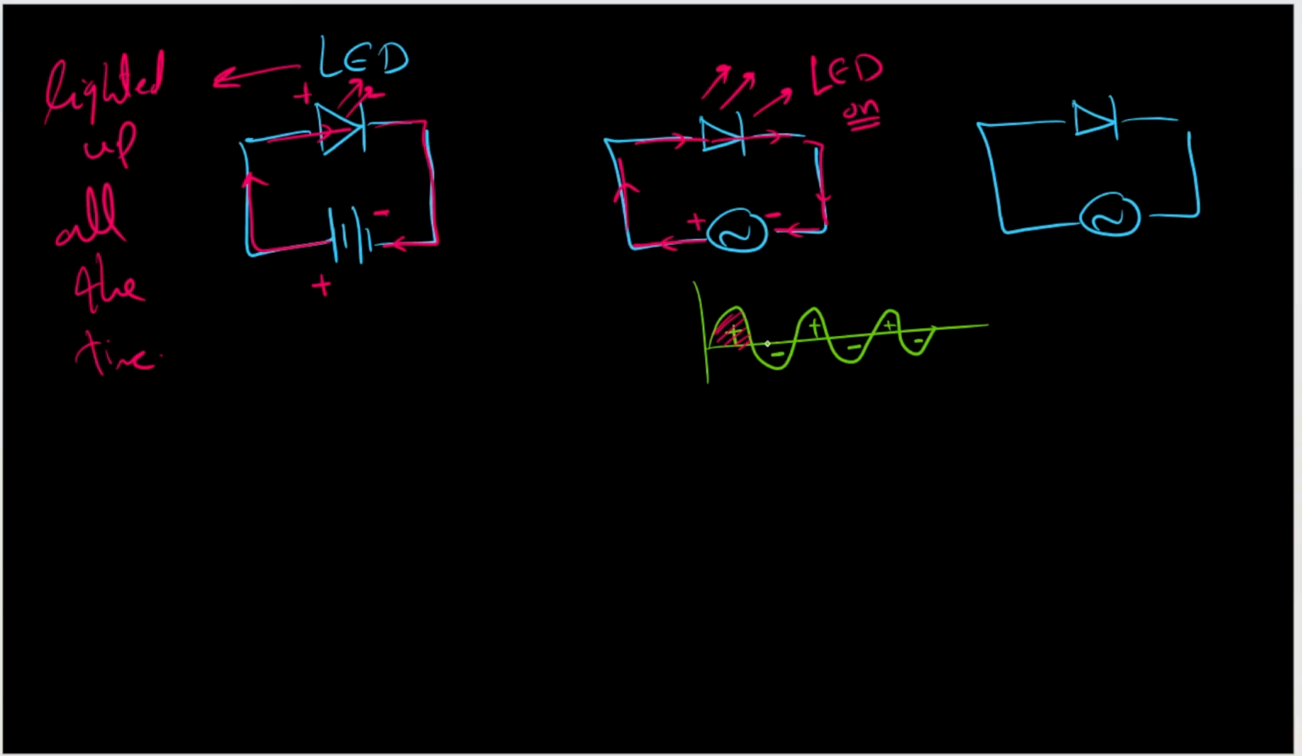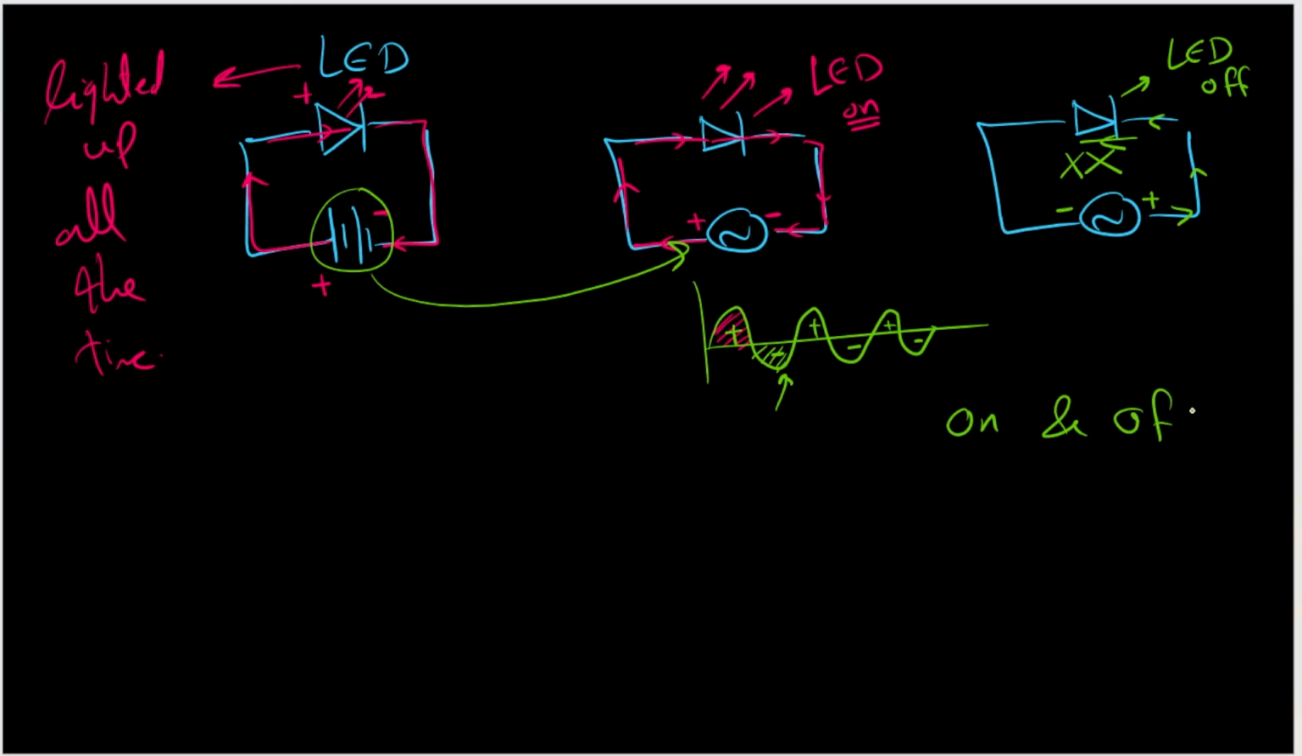But what if we just move to the other part? So the polarity will be reversed, because as I told you, this current is reversing its direction each half cycle. So the current in this case will try to flow anti-clockwise, which is in the opposite direction of this valve. So it will not allow it to flow. So in this case, the LED is turned off. So as you can see, if you just replace this battery with an AC source, this LED will keep turning on and off. On and off.